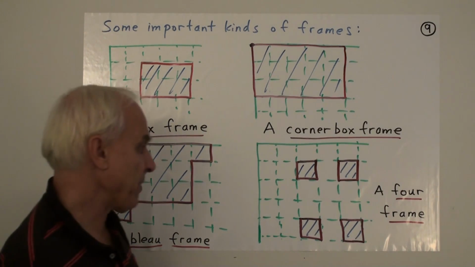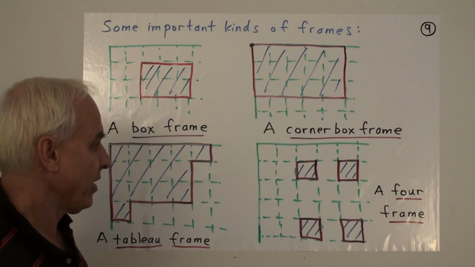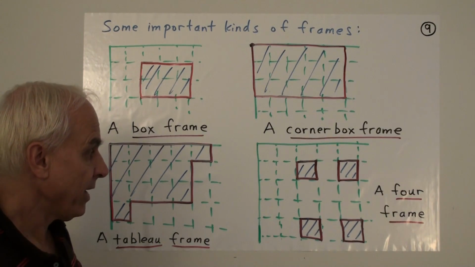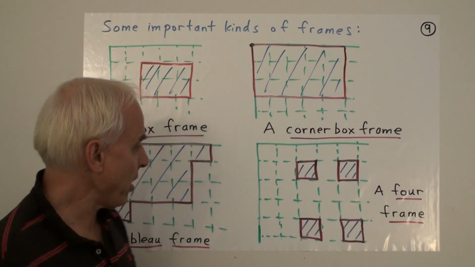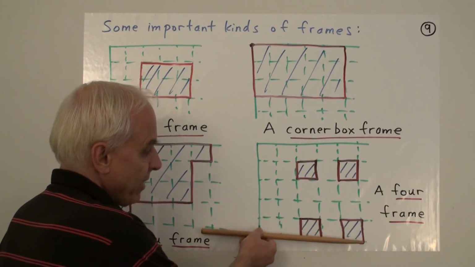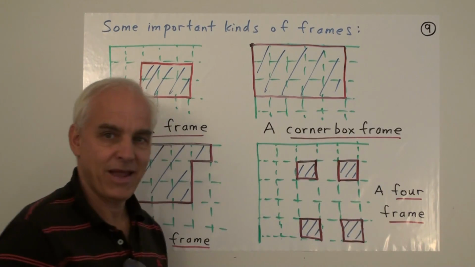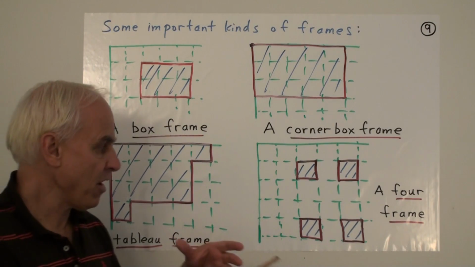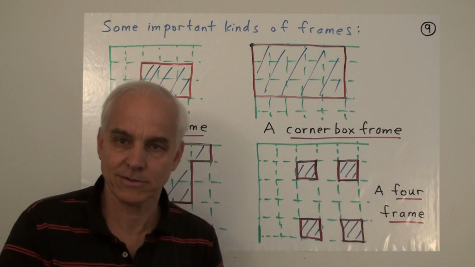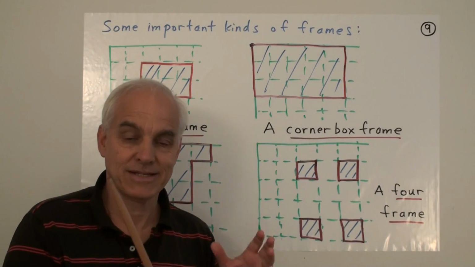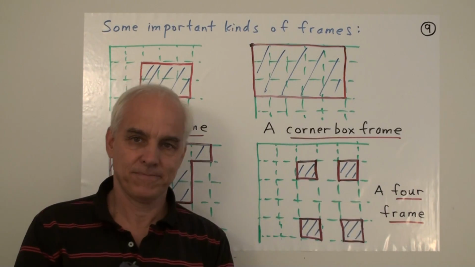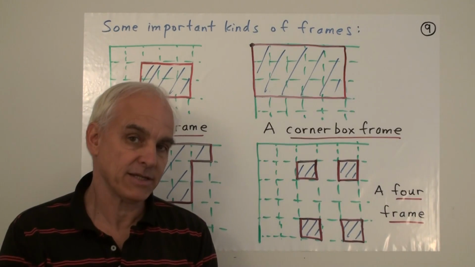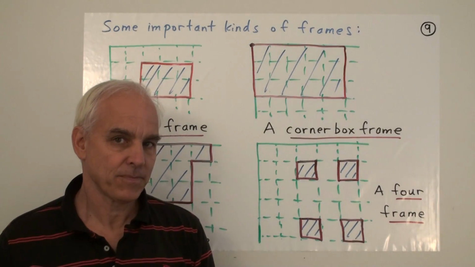And then another frame that will be useful for us, a rather more specialized one, is a frame with just 4 elements, where we've picked 2 rows and we've picked 2 columns, and those 2 rows and 2 columns determine 4 pixels. So that set of 4 pixels is a 4 frame. And we'll see also that that's a useful notion.